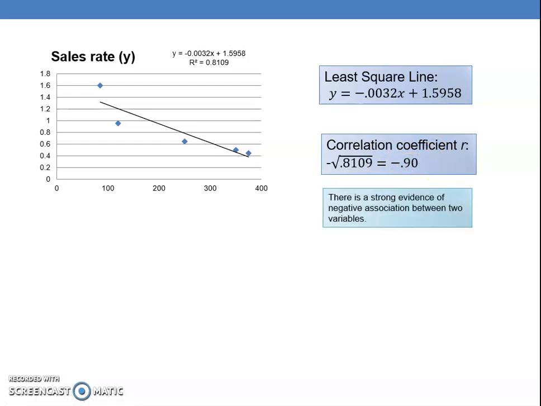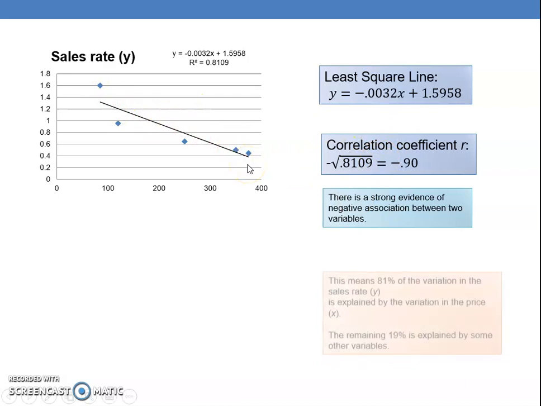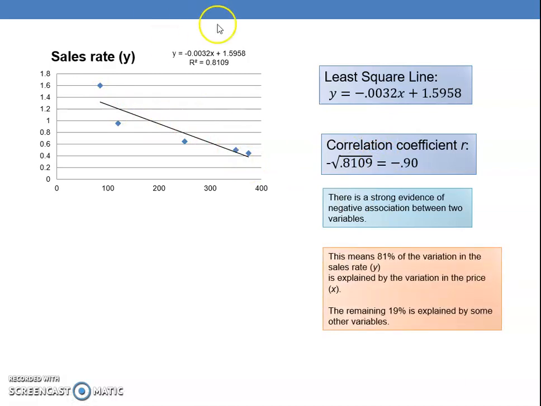So what does this mean? Usually if you have a correlation coefficient R which is 90% and above, we say there's a strong correlation, right? So in this case, there is a strong evidence of association between the two variables, but this time instead of positive association, it's negative association, because the line is going down. So in terms of the R squared right here, this means that 81% of the variation in the sales rate Y is explained by the variation in the price X, right?